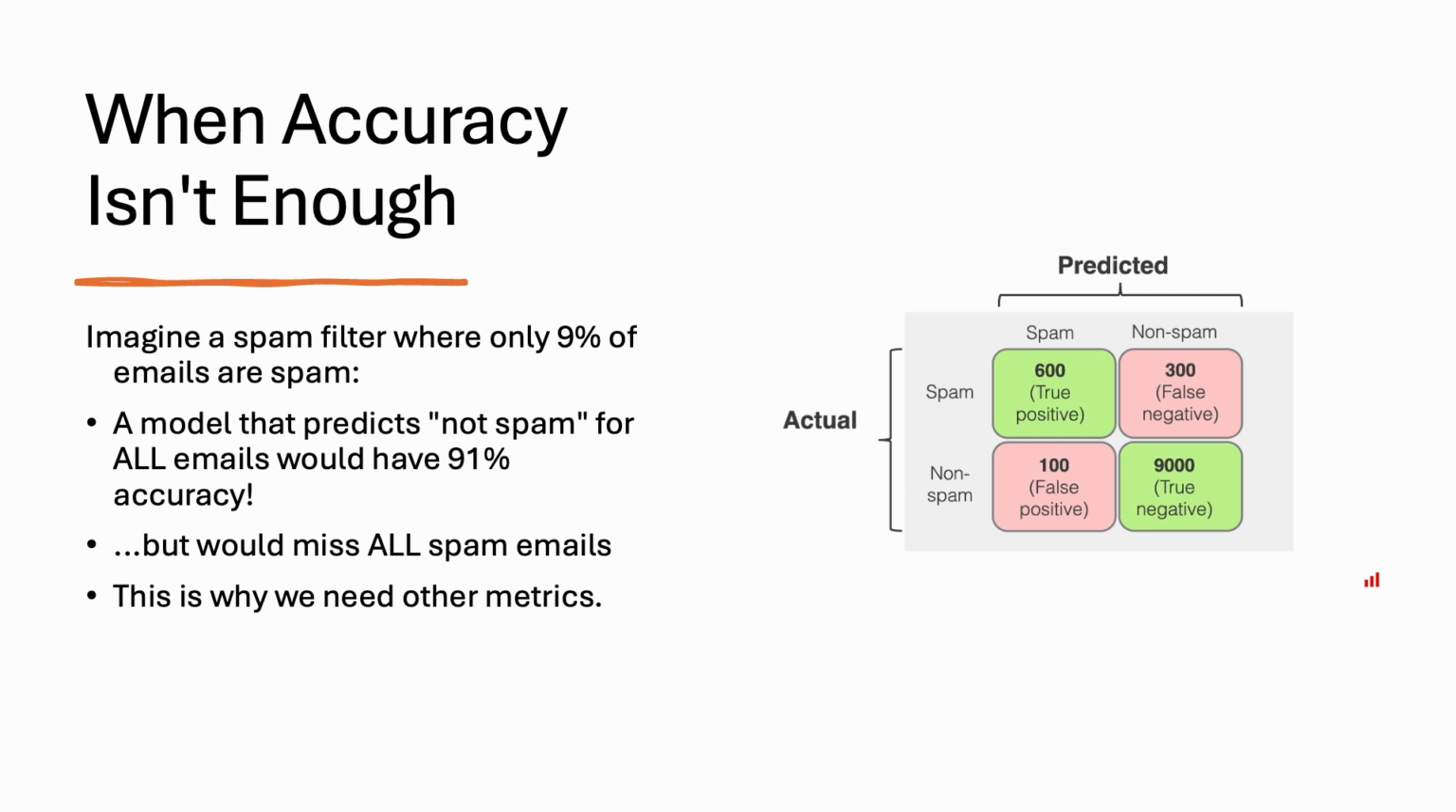In this type of condition, when the classes are not balanced, here you can see the number of spam emails and the number of non-spam emails are not equal. In those cases, we need some other metrics to verify our model's performance.